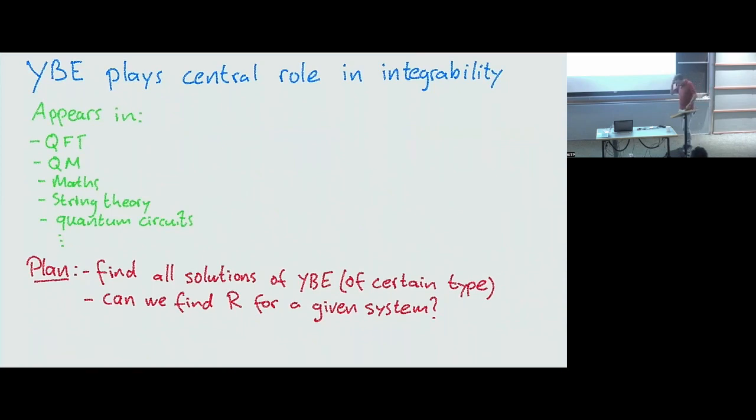So the project that we set out to study is to see if we could find all solutions of the Yang-Baxter equation of a certain type, and maybe also the other way around. If someone hands me a Hamiltonian, for example, can I say if it's integrable, and if it's integrable, can I construct the solution of the Yang-Baxter equation that would correspond to it? And maybe even ask the question: are there integrable systems where you would have, say, a tower of charges, but not a solution of the Yang-Baxter equation that goes with this?